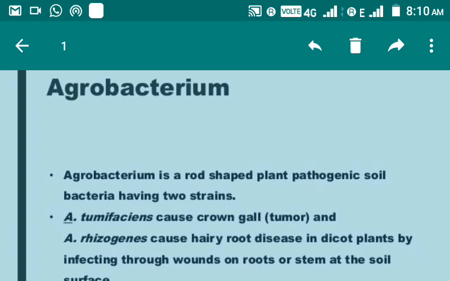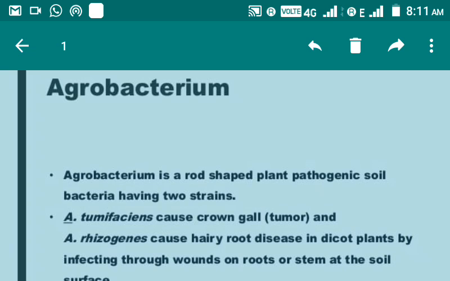Students, in the previous lecture we studied some of the concepts related to biotechnology, some of the plasmid vectors, and some of the techniques and tools of biotechnology. Okay, now especially in case of plant biotechnology, this is one of the most important topics, agrobacterium mediated gene transfer.